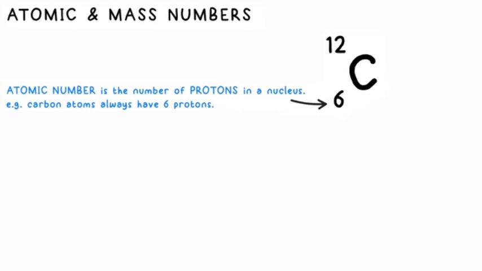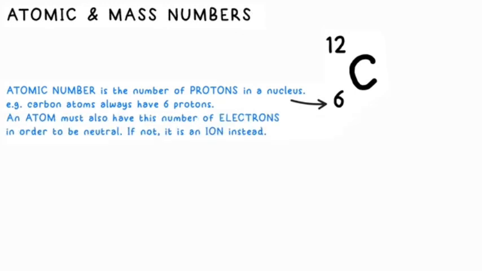The bottom number is the atomic number. That's the number of protons in the nucleus. This is what determines what element you have. Every atom has an overall neutral charge, so that means they must have the same number of electrons as protons. If an atom gains or loses electrons, it's now called an ion, not an atom.